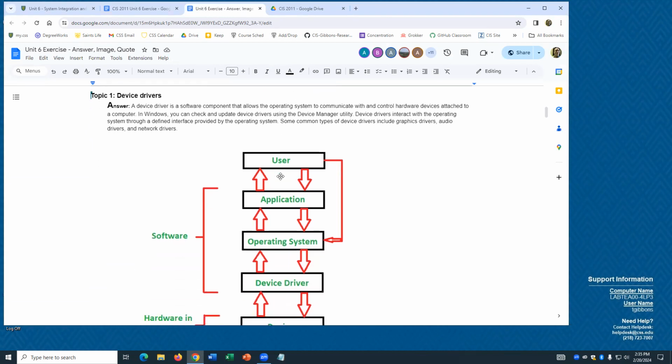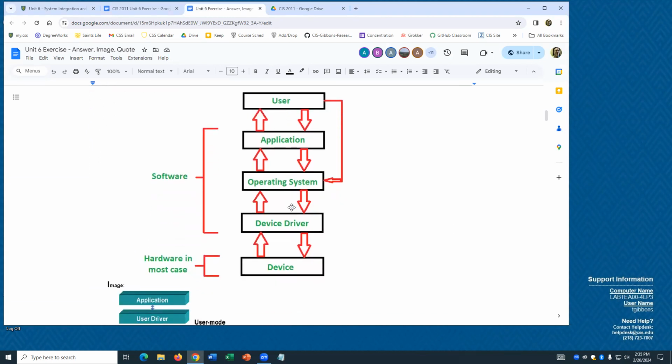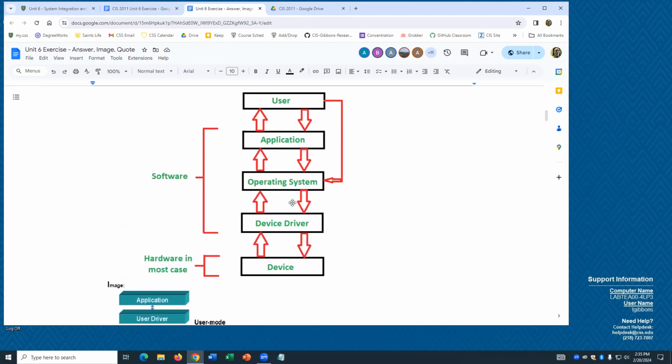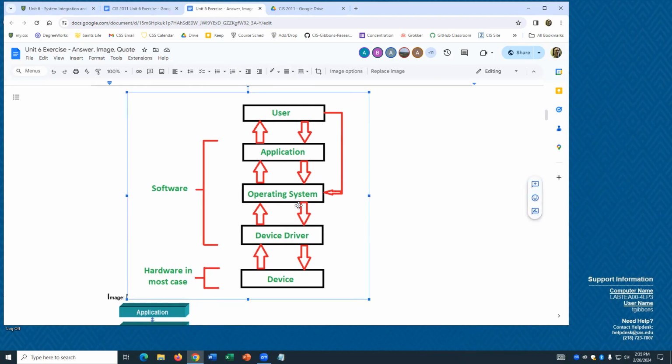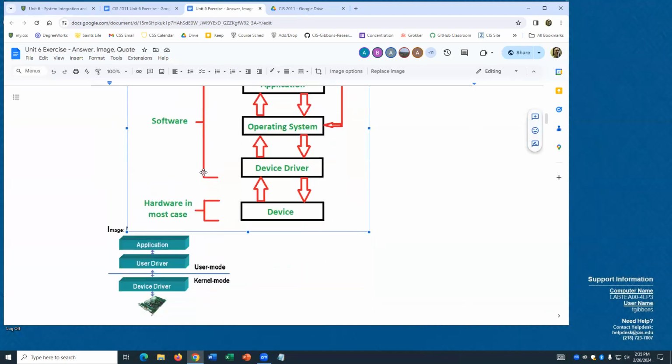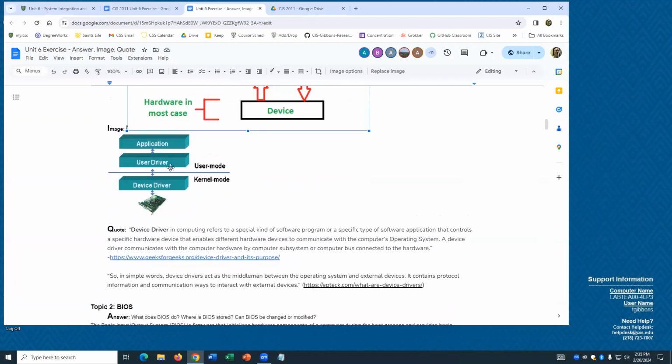So device drivers. So we have nice graphics here. Who did one of the graphics? Where'd you get the graphics from? Just a Google image search. Which one did you get? This one? Right, I like that. It shows the device down here, the operating system, and the device driver in between. That's really the heart of this whole issue, is that it communicates between the hardware device and the operating system. So that's a good view of this.